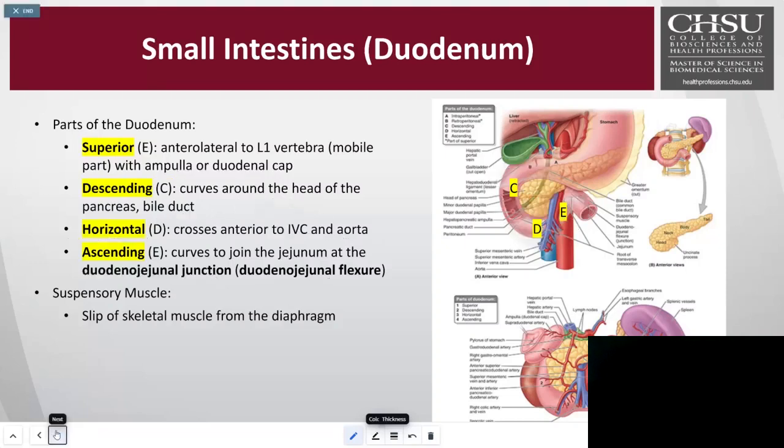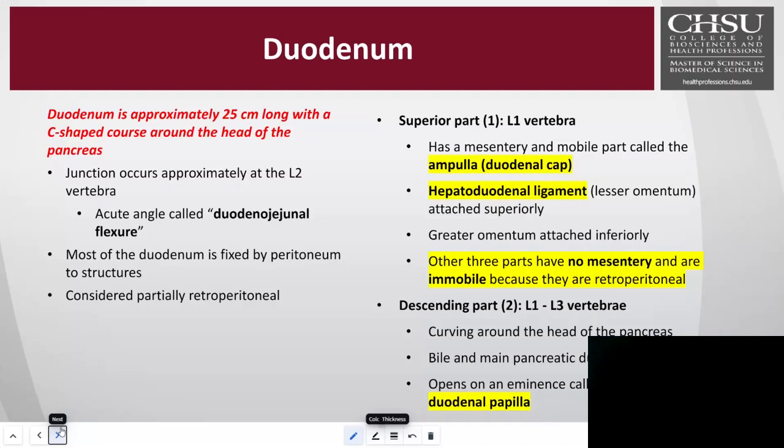Okay, so over here, zooming into this, in the first part, just making sure you know the ampulla or the duodenal cap. We also have the hepatoduodenal ligament. This is the one that adheres to the lesser omentum. And then what I also wanted to highlight, and this slide in particular is one I used from medical school. I added this one in a little bit more detailed.